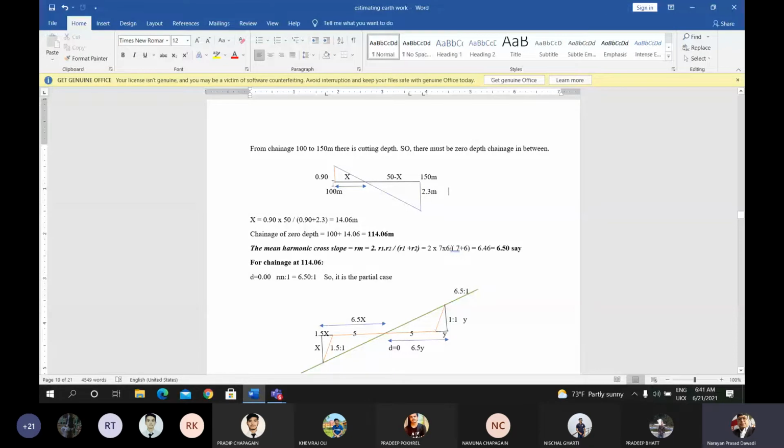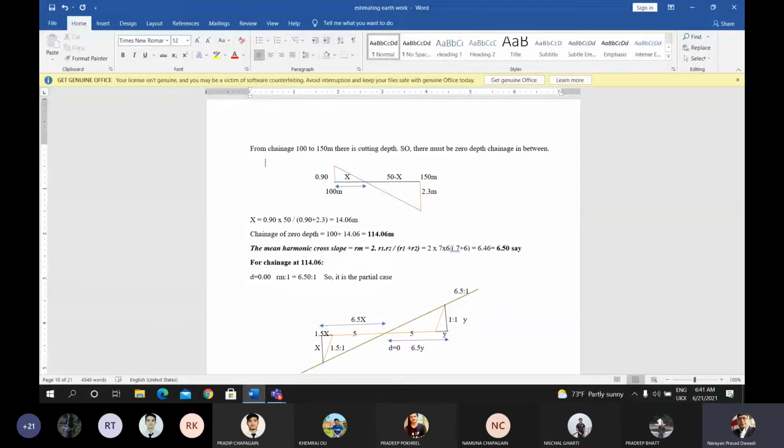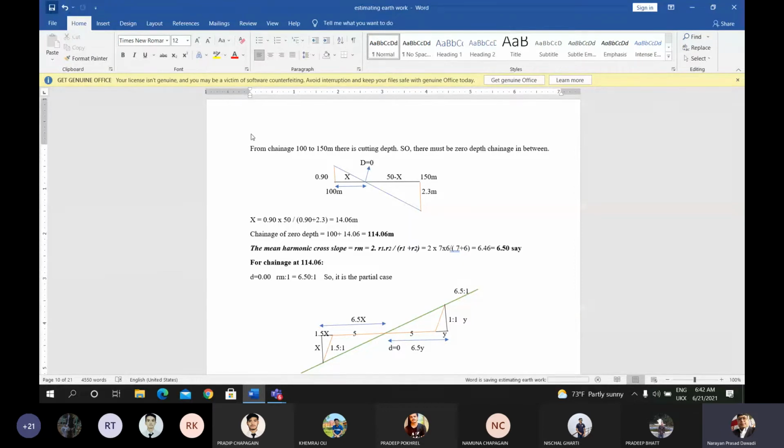From the initial point, draw the perpendicular as 0.90, and from the end of this line draw the perpendicular of 2.30. Join the tip of these lines by the inclined line, this blue line. The intersection point of the black and the blue line gives the position of d equal to 0 depth. This is the position of d equal to 0. You can see here, this is d equal to 0.